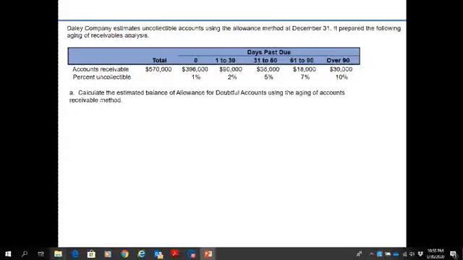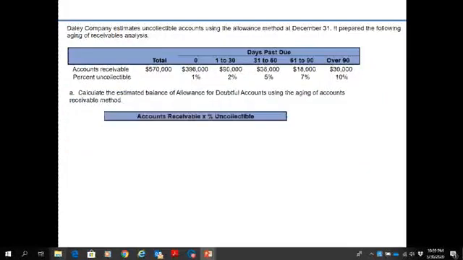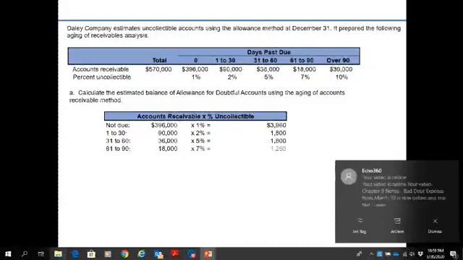So we're going to calculate the estimated balance of allowance for doubtful accounts using the aging accounts receivable method, right? That's where each receivable is classified by how long it is past its due date, okay? So we're going to look at each percentage and figure it out. We're going to take 1% of that $396,000, $3,960. We're going to add that to the 2% of the $90,000, $1,800. We're going to add that to the 5% of the $36,000. We're going to add that to 7% of the $18,000.